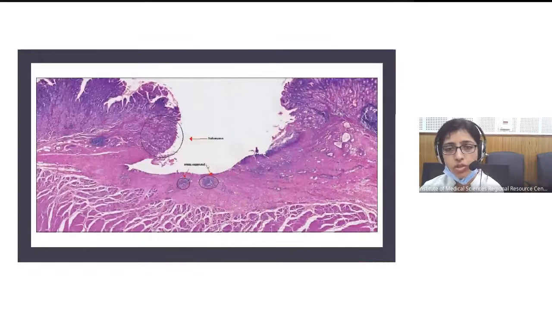Now, this is what I was telling you about the overhanging mucosa. So this is your ulcer.